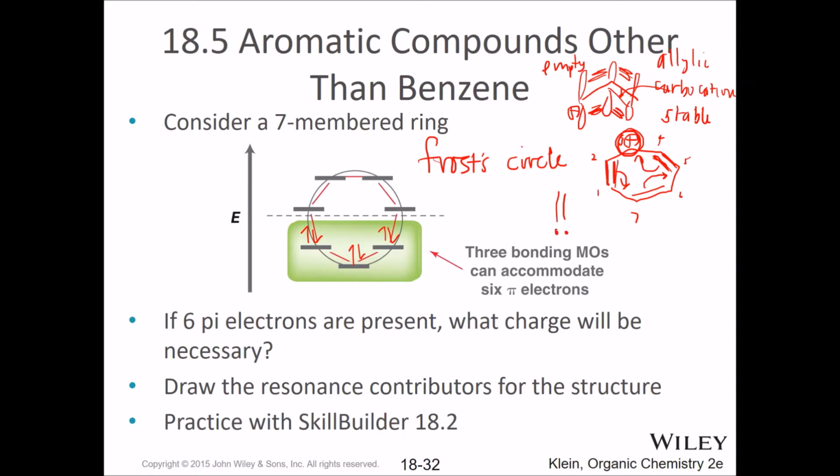If 6 pi electrons are present, what charge will be necessary? Which we just answered. Draw the resonance contributors for the structure. You need to stop and do that. Practice with Skill Builder 18.2, and then move on to the next slide.